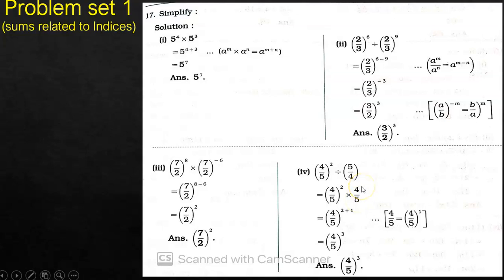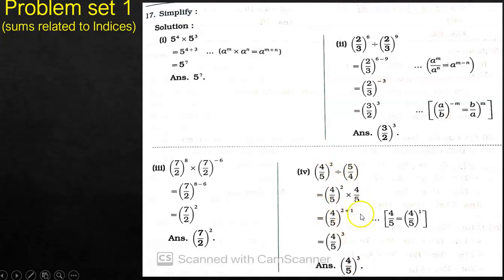Now this is raised to 1. So when the bases are multiplied, the powers are added. So I have 4 upon 5 raised to 2 plus 1, which is 4 upon 5 raised to 3. So my final answer is 4 upon 5 raised to 3.